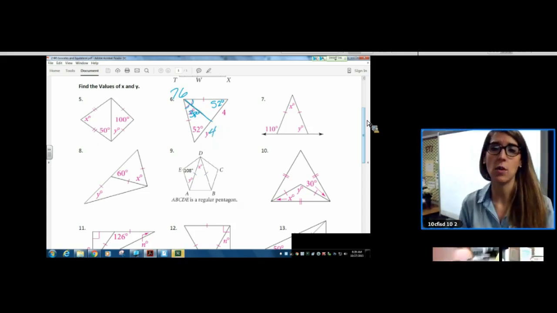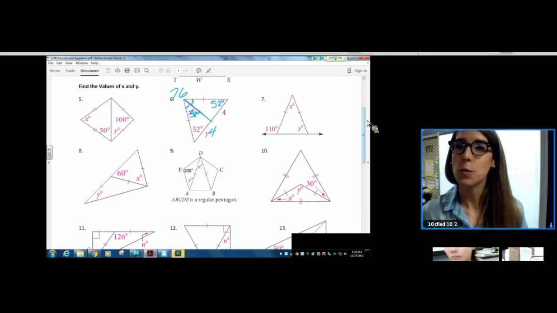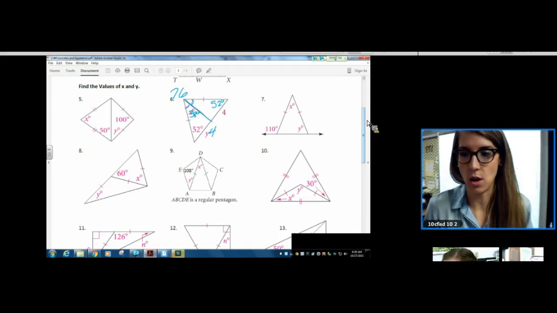And the only reason we know it's 4 is because that's an isosceles triangle. Had that not been isosceles, we would not know how to find Y. We just wouldn't know it.